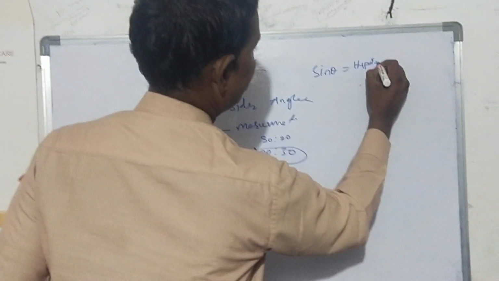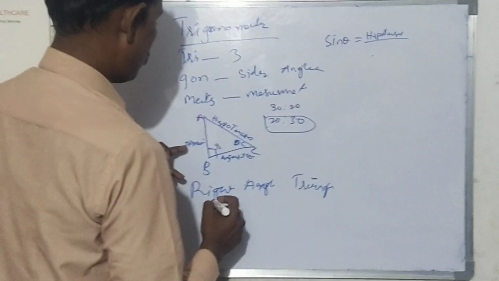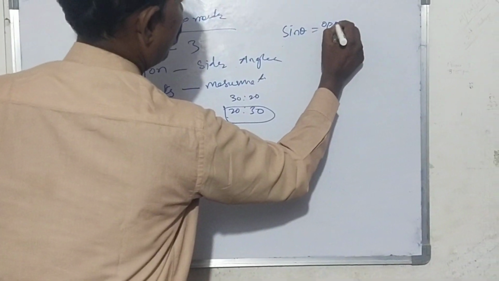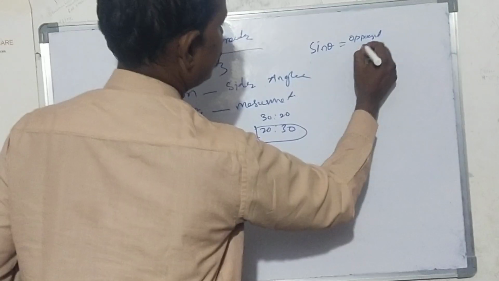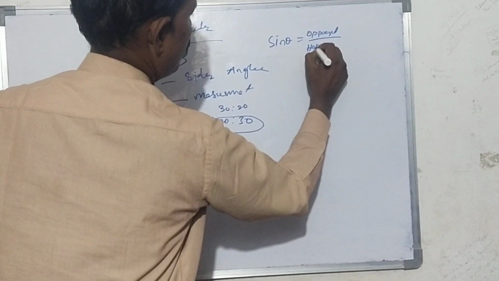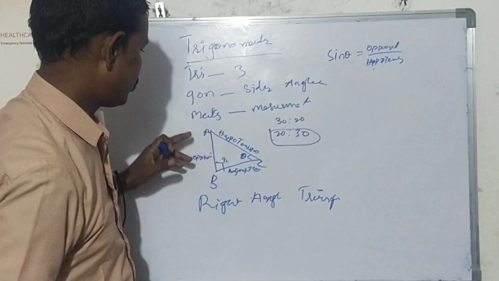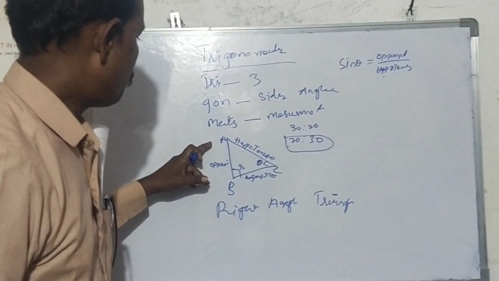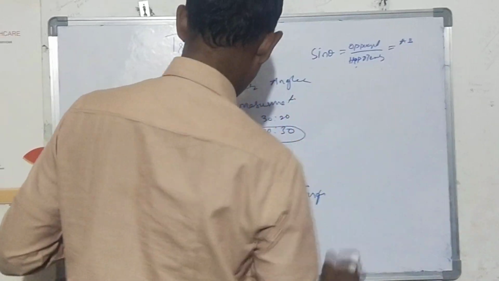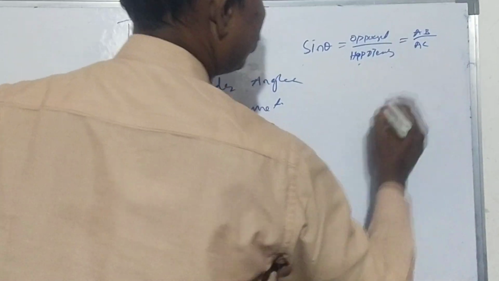Sin theta is opposite side by hypotenuse. For example, the opposite side is AB and the hypotenuse is AC, so sin theta is AB by AC.